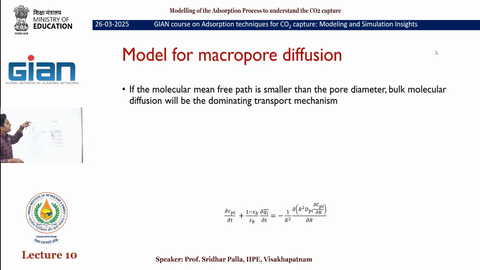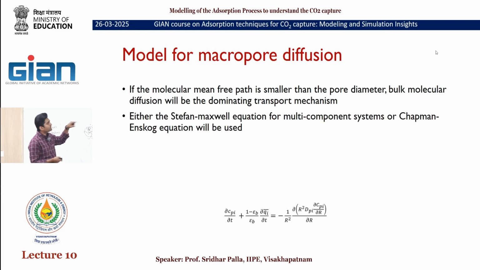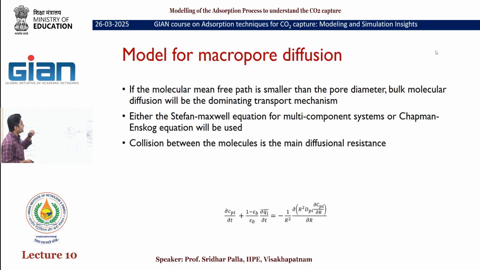So, if the molecular mean free path is smaller than the pore diameter, the bulk molecular diffusion will be dominating. That is one of the useful pieces of information. We can use the Stefan-Maxwell equation for multi-component systems or the Chapman equation to estimate these coefficients. The collisions between the molecules are also another resistance that we observe in this case.